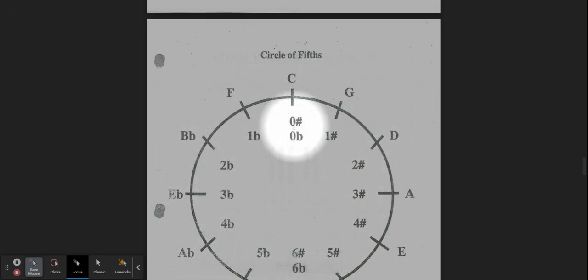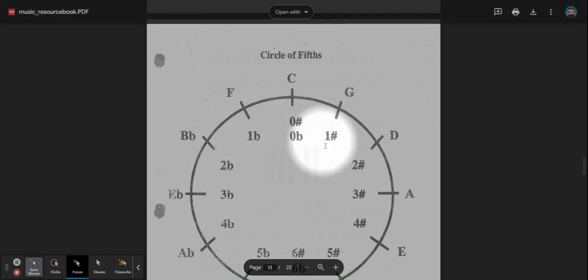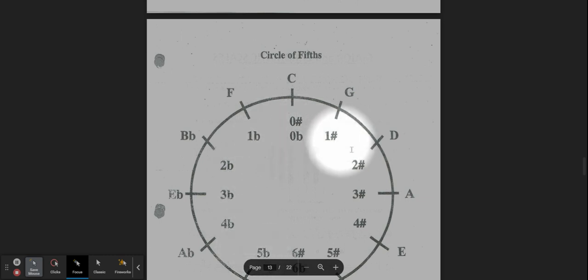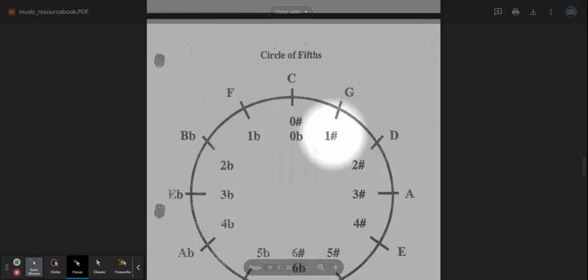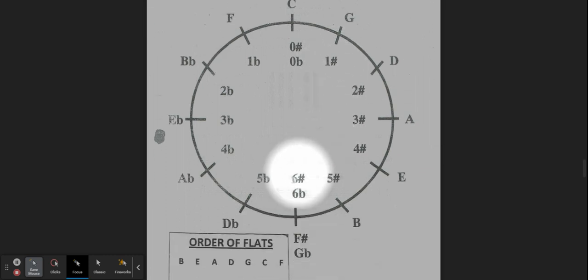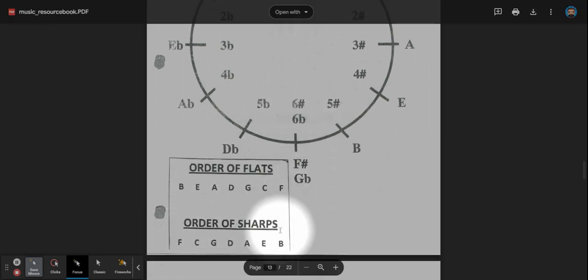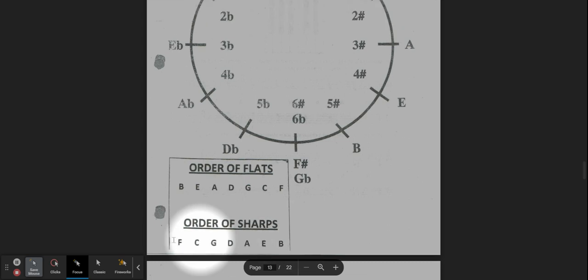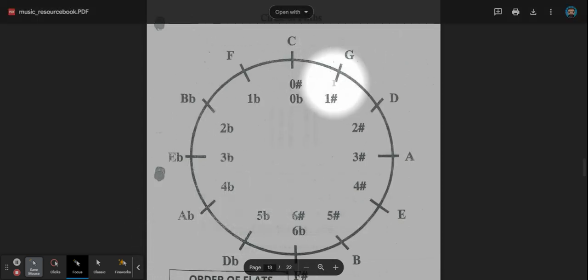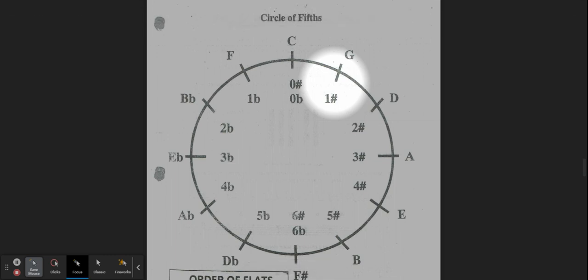Now the numbers are telling us how many sharps or how many flats are in each key. That's what the numbers tell us. So G major has one sharp. If we look at the order of sharps, we know we have to follow the order from left to right. That's F sharp. So if we spelled this scale out: G, A, B, C, D, E, F sharp, and G. And then we get a G major scale.